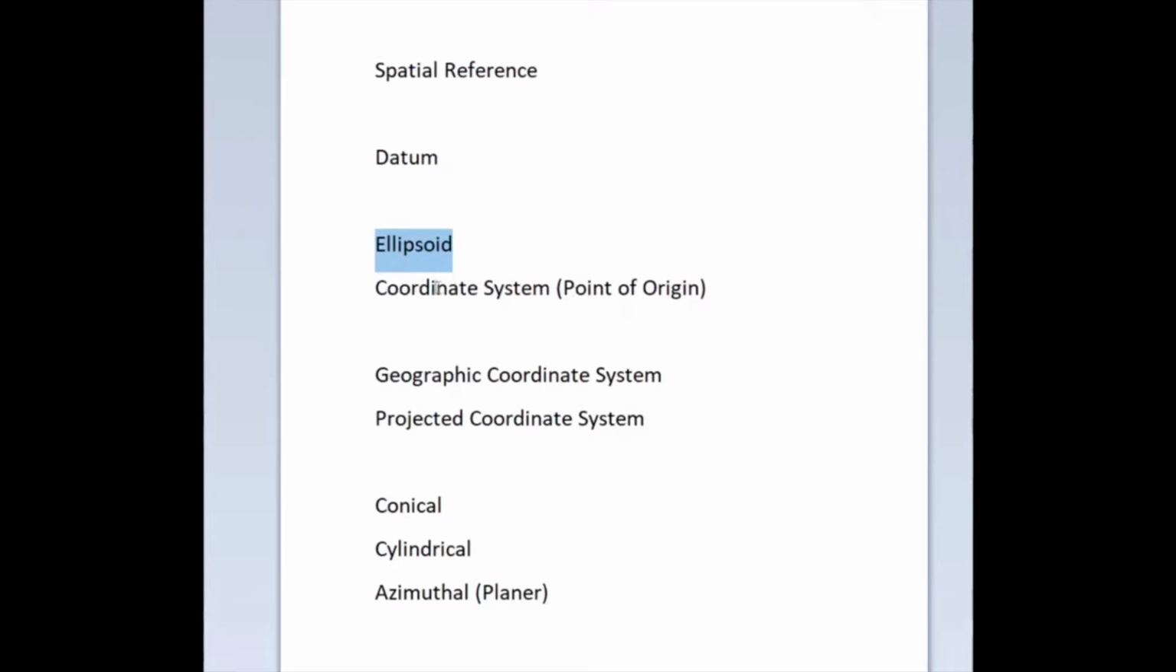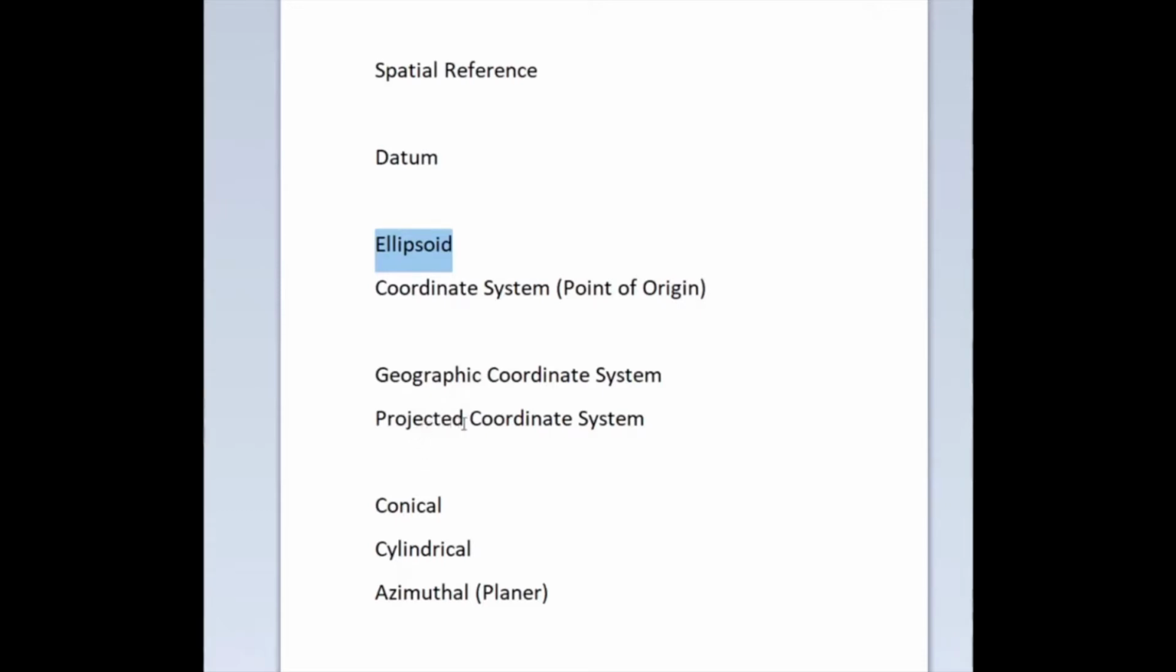We're going to focus a bit more on the second component of a datum. Remember, a datum has 2 components, an ellipsoid and a coordinate system, and we're going to look a little bit more at the coordinate systems. There are 2 types of coordinate systems: a geographic coordinate system and a projected coordinate system. These are 2 large groups. There are many different coordinate systems within each, but they will fall in as either geographic or projected.